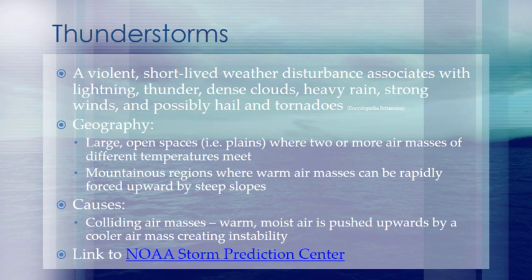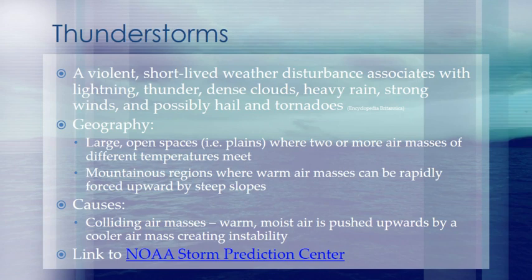But you can also get them in mountainous regions where you have warm air masses that are rapidly forced upward by the steep sides of mountains. And that's something that happens on islands, especially when you have really steep mountains on islands. You'll get some pretty violent storms that have a lot of torrential rainfall and things like that. But we're of course going to focus on our big Great Plains kind of thunderstorms.